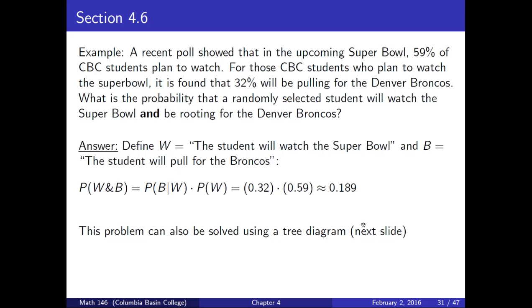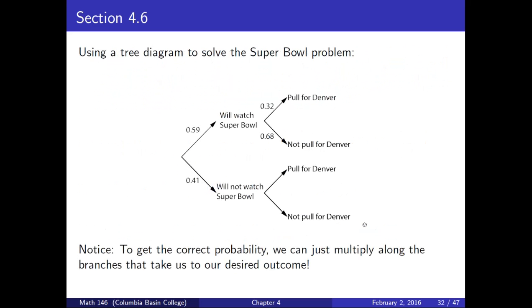In a tree diagram, we just split each outcome and start looking at all the possible combinations. First, I'm going to split between people who watch the Super Bowl and people who don't. Then of those who watch the Super Bowl, they either root for Denver or they don't. Those who aren't going to watch it, I don't know, because they're not even watching. I really don't care about these people, because remember, I'm just trying to figure out the probability of watching and rooting for Denver.